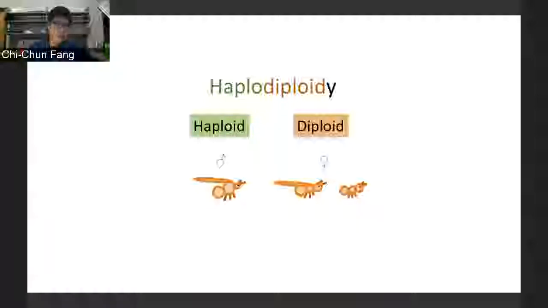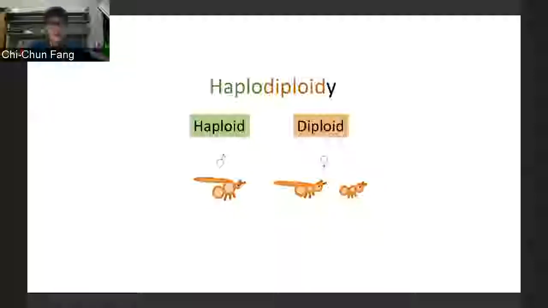This is the word that people will see: haplodiploidy. Haploid means one set of chromosomes, and diploid means two sets of chromosomes. Take us human beings as the example. We are diploid, and the way humans decide sex is based on X or Y chromosome. But the story is different in the ant world. Male ants only have one set of chromosomes, which is haploid. Females, including queens and workers, have two sets of chromosomes.